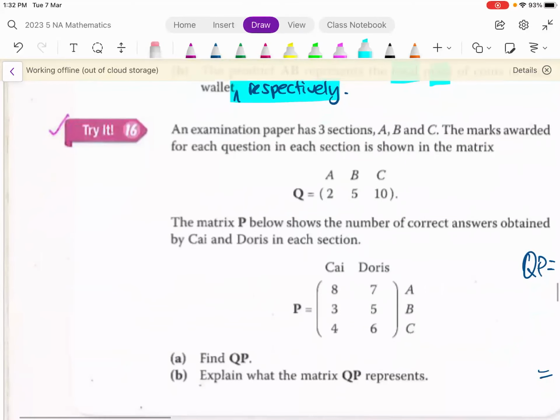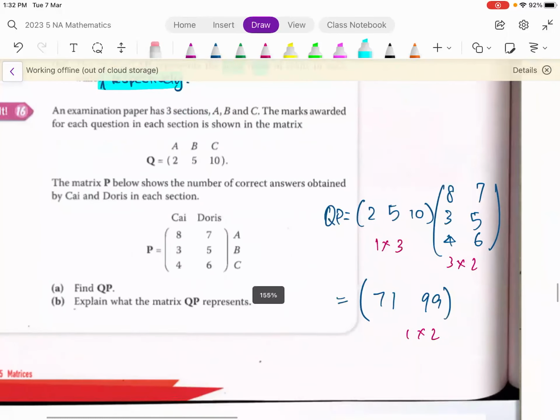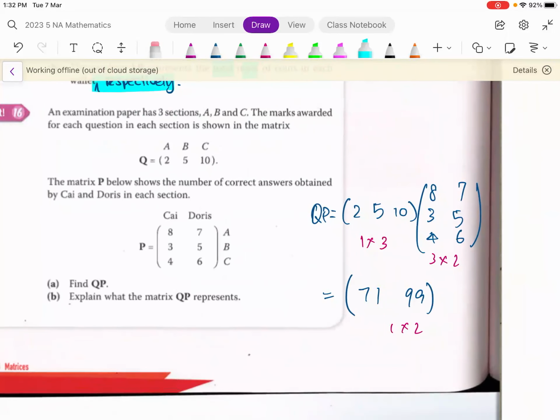You do try it 6. I do already. Yeah. Oh yeah, I asked you to do it in the video. Okay, yes. So Q times P. Over here, matrix Q is a 1 by 3 matrix. Matrix P is a 3 by 2 matrix. So the inner numbers are the same. After I multiply, I will get 1 by 2, meaning 1 row, 2 columns.